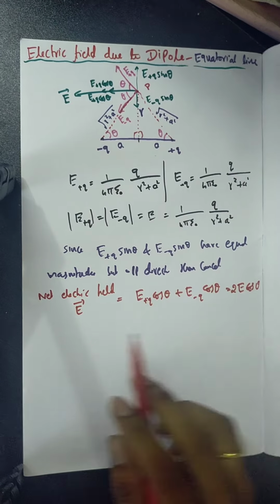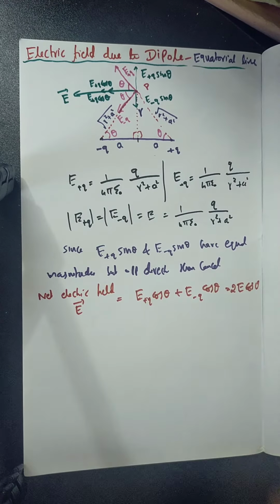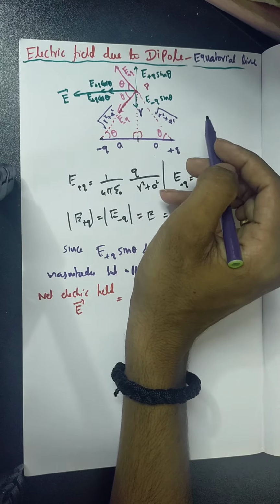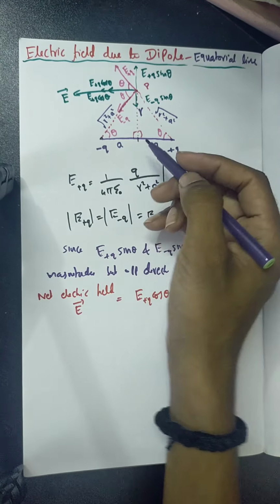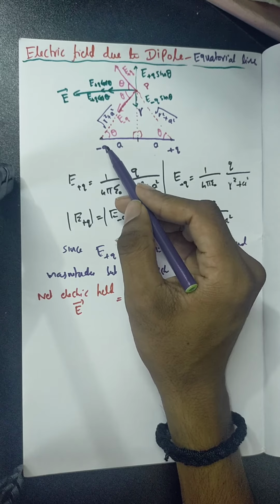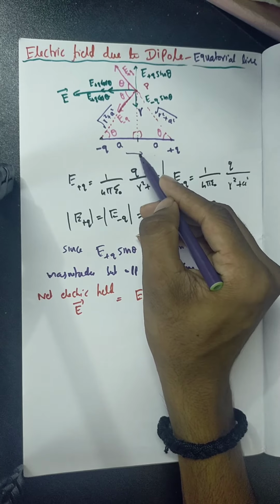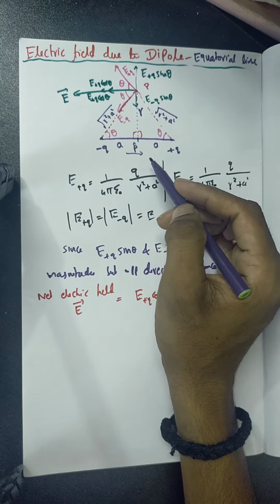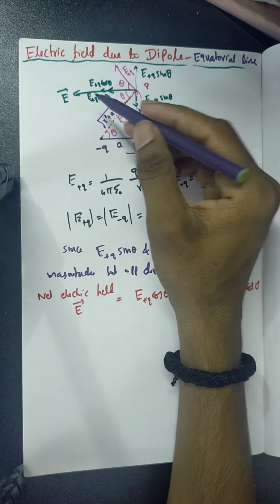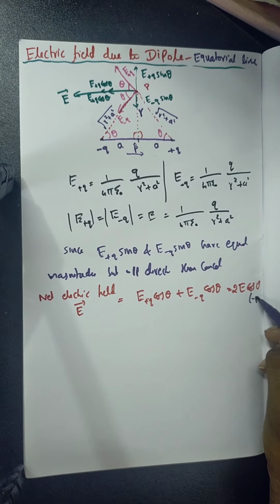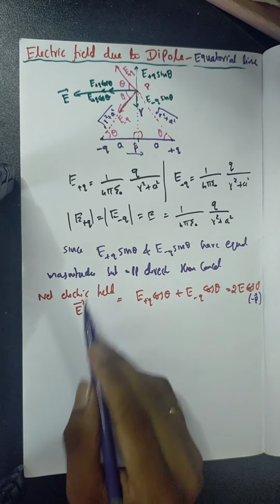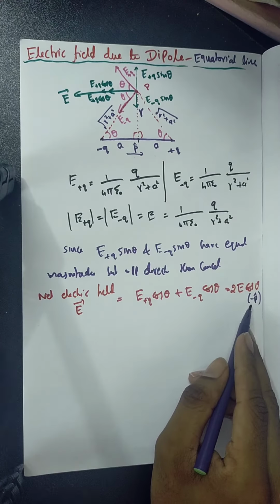Now what is the direction of this electric field? So the direction of the net electric field is from right to left along this direction. What is the direction of the dipole moment? So the dipole moment is always from negative to positive. So this is the direction of the dipole moment, P cap. So it is always opposite to the electric field. So I can put it as minus P cap because the net electric field is opposite to the dipole moment.